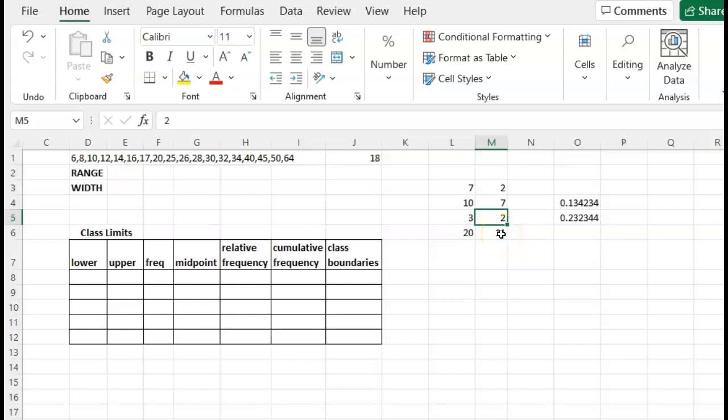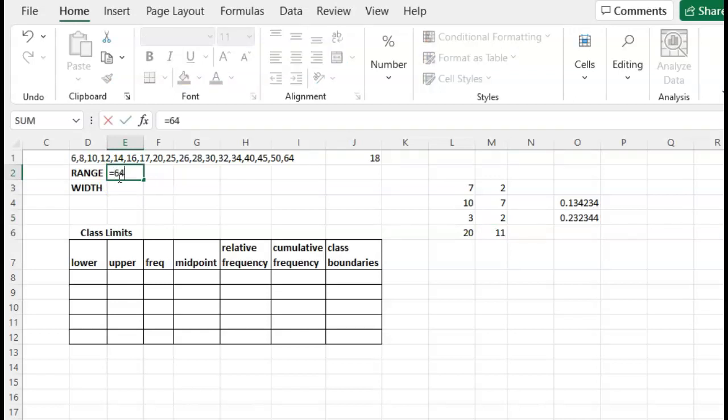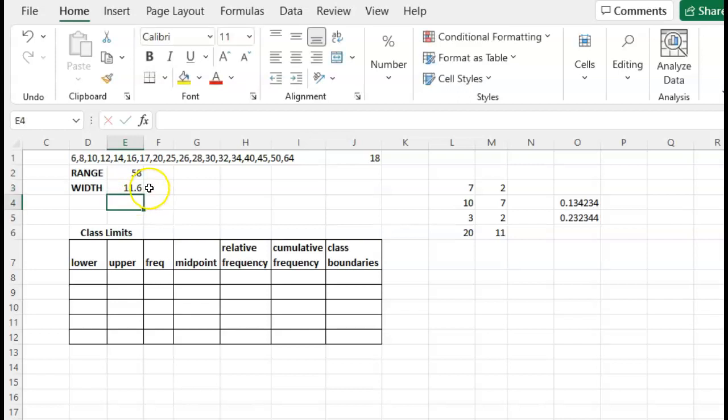So that's the amount of what I want to cover in terms of special things that Excel can do for us, and let's use that to now calculate this. So our range, I'm going to use Excel to do the math, and I'm going to say equal 64 minus 6, and that gives me my 58. And remember, we talked about 5 classes, 1, 2, 3, 4, 5. So I'm going to say equal 58 minus 5, and that gives me 11.6. And remember, we always round up.